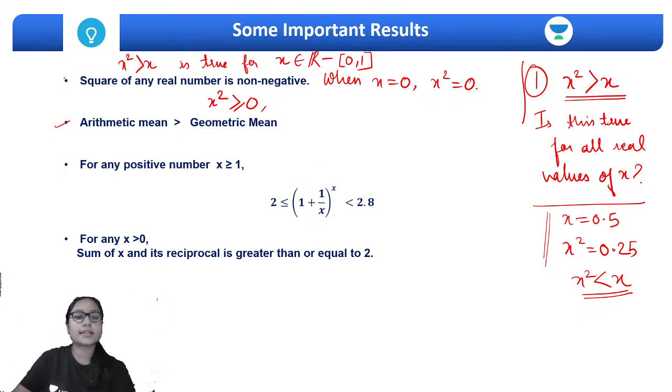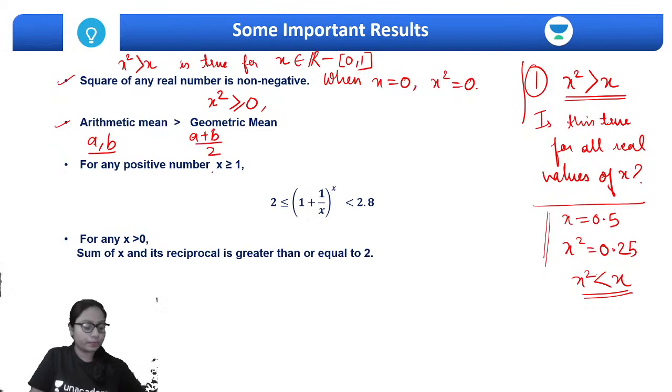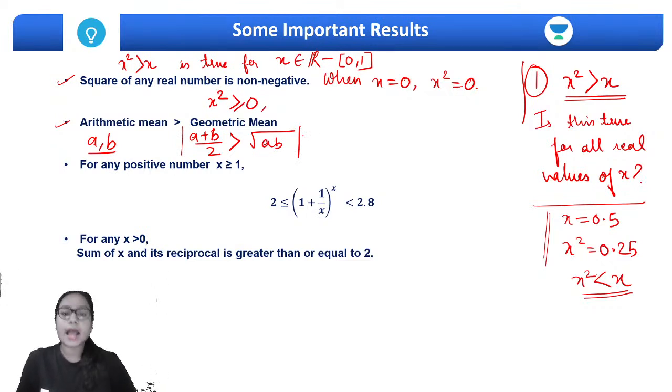Let's move on to the next result we have. The arithmetic mean of two numbers is always greater than or equal to the geometric mean. So if I take two numbers a and b, then their arithmetic mean, meaning their average, is a plus b by 2. This is greater than or equal to the geometric mean. Now geometric mean means square root of ab. So this inequality is always true. I hope these two results are clear to all here.